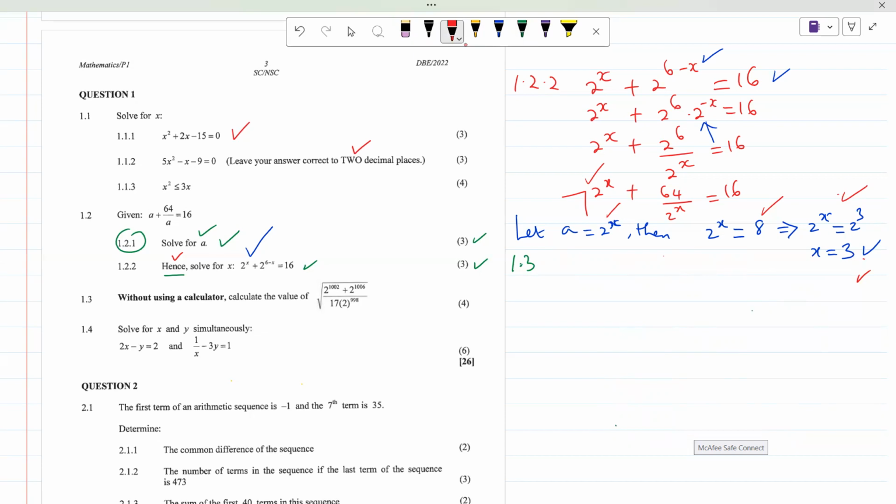Right, as I said, I'm going to use both the board and I'm bringing a bigger board now. A bigger board than that one. All right. Right, so we have 2 to the power 1002 plus 2 to the power 1006, and then you divide by 17 into 2 raised to the power 998.